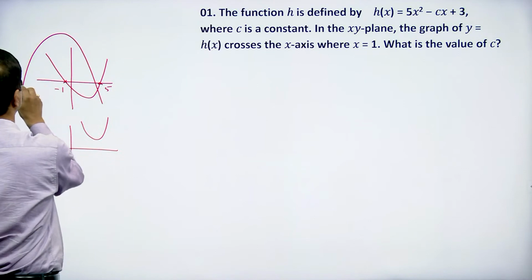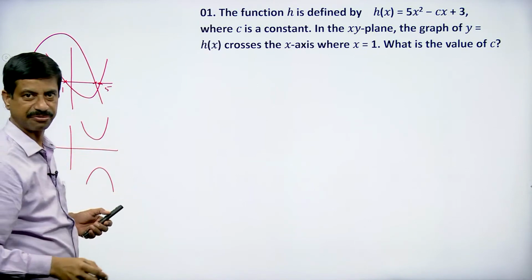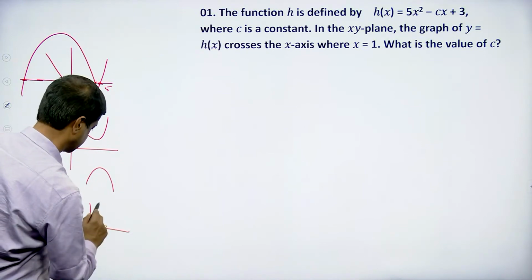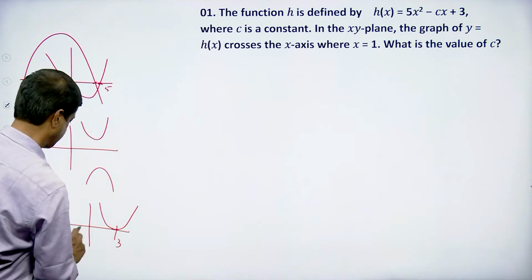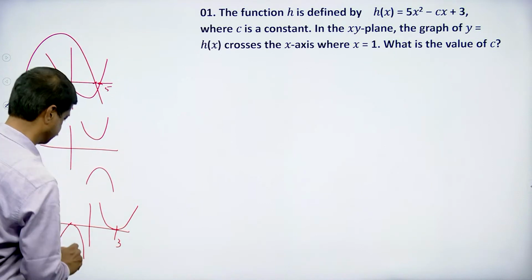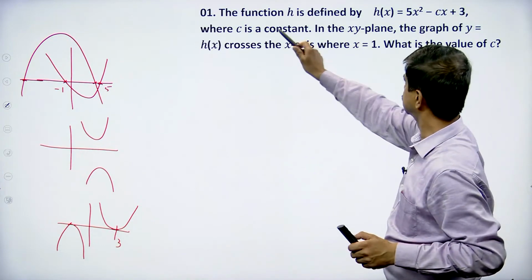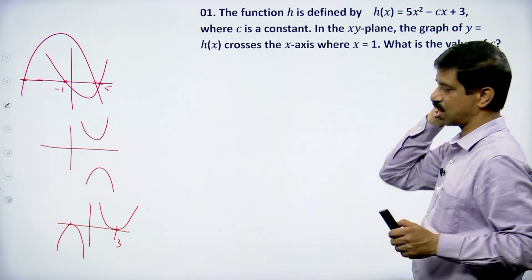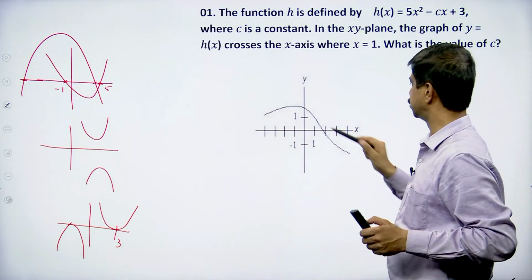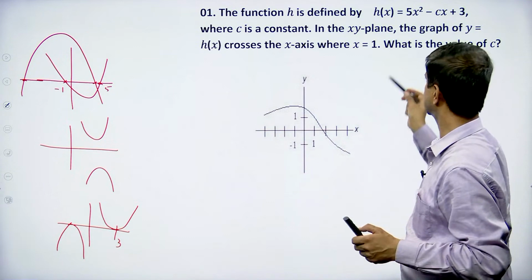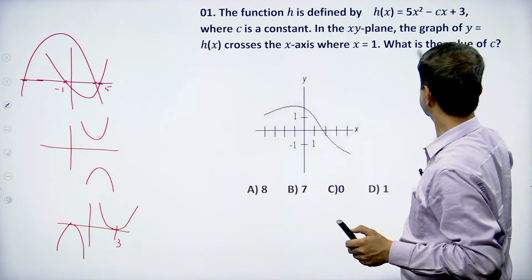It may be like this or like this, it does not matter. So this is one point and this is the other point. If it touches like this, it means there is only one root. It may be like this or it may be like this, touching. So there is only one root. So here, where x equal to 1 crosses the x-axis, this means x equal to 1 is a solution. Which means in place of x, if I write 1, you should get the answer 0.